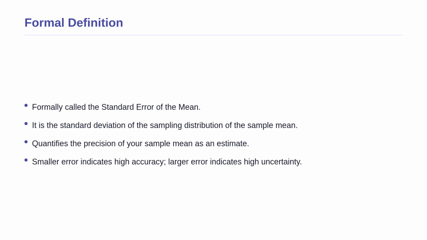When you take many different samples from a population and calculate the mean for each one, those means form their own distribution, which is called a sampling distribution. The standard error is simply the standard deviation, or the average spread, of this new distribution of means. It mathematically quantifies the precision of your sample mean as an estimate of the true population mean. A smaller standard error means your sample mean is a highly accurate reflection of the real population, while a larger one indicates high uncertainty.